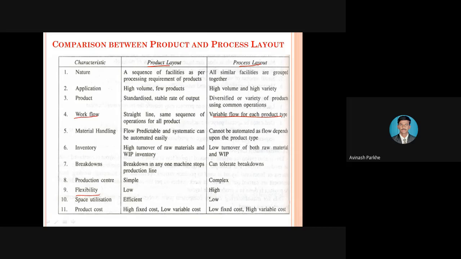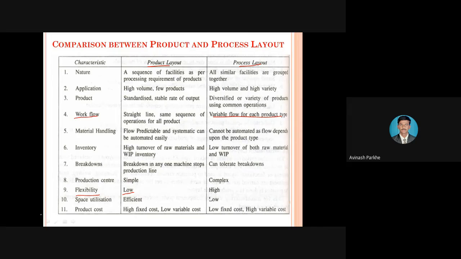Okay, then I will take another example. Flexibility, point number 9. Flexibility for the product layout is very low, because here the sequence of operations is totally finalized, and according to that sequence of operations, the sequence of machines is also finalized. Modification can take place, but a large amount of cost and a large amount of time is required for further modification.